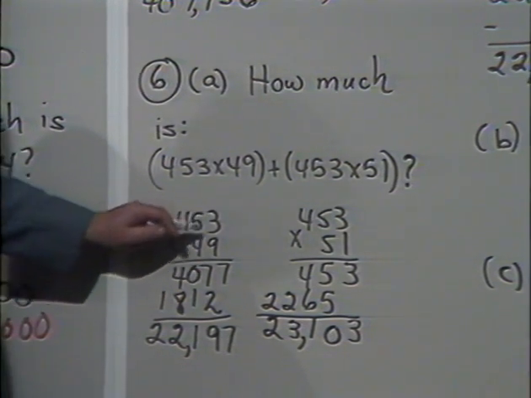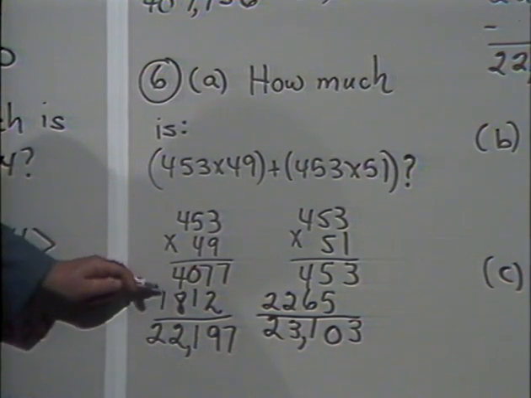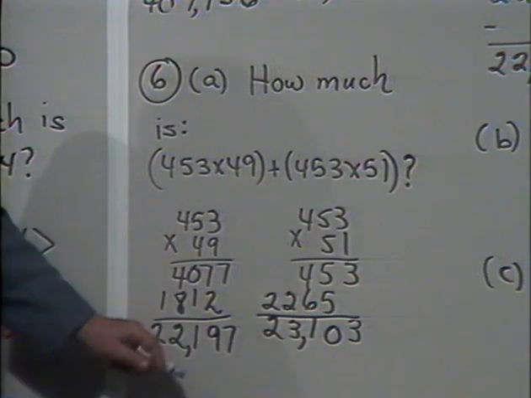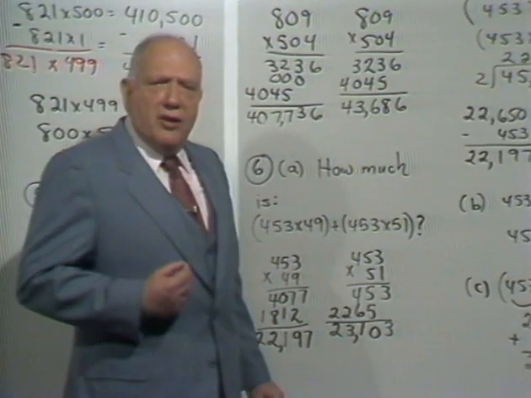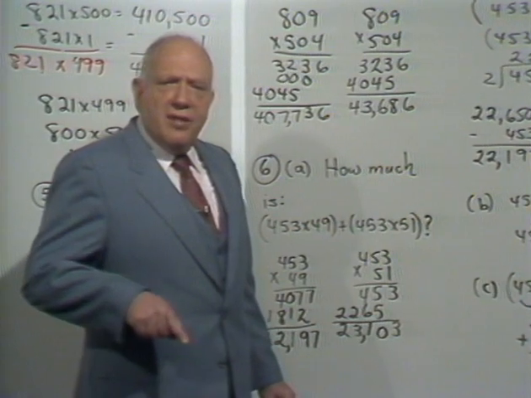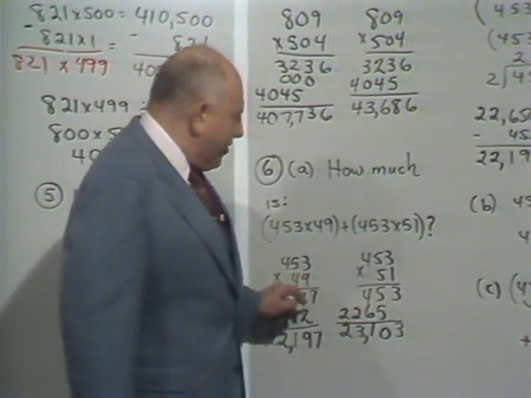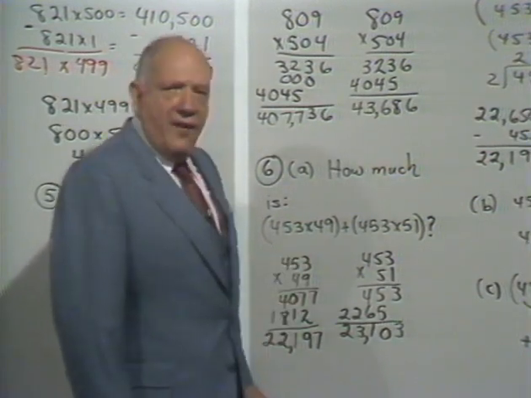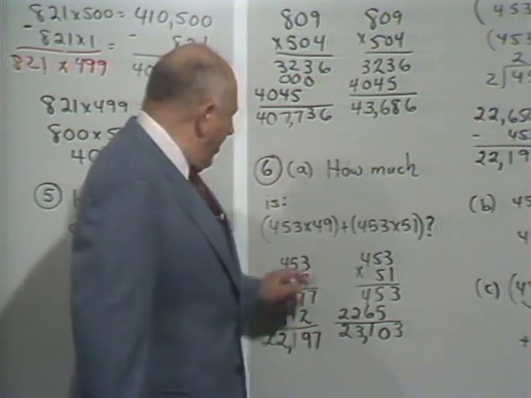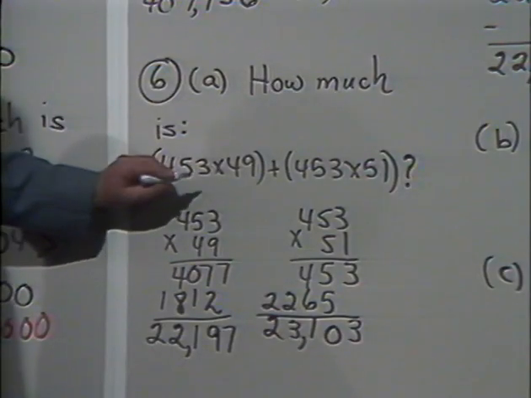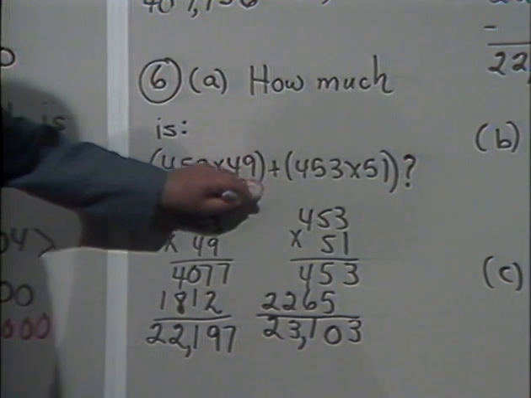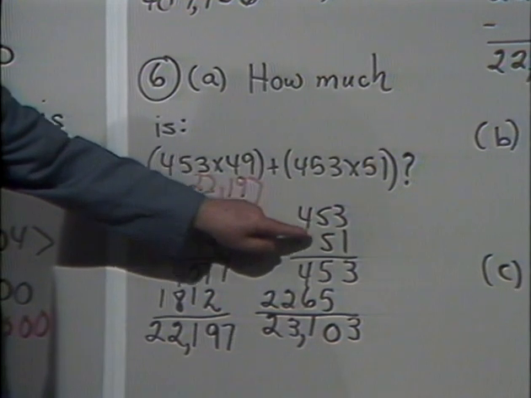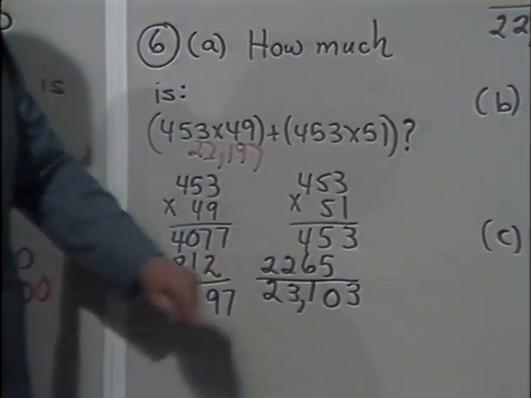If I multiply 453 times 49, you see I am going to wind up with 22,197. By the way, I've never mentioned this to you before, but if you're watching this on your own, nothing prevents you from pressing the pause button if you want to verify something and I'm moving too fast for you. Stop the tape, do the computation, and verify that what I did was correct. At any rate, the first parenthesis is 22,197.